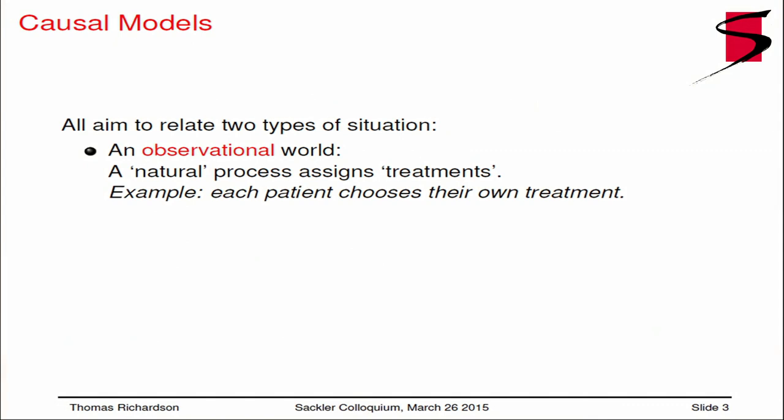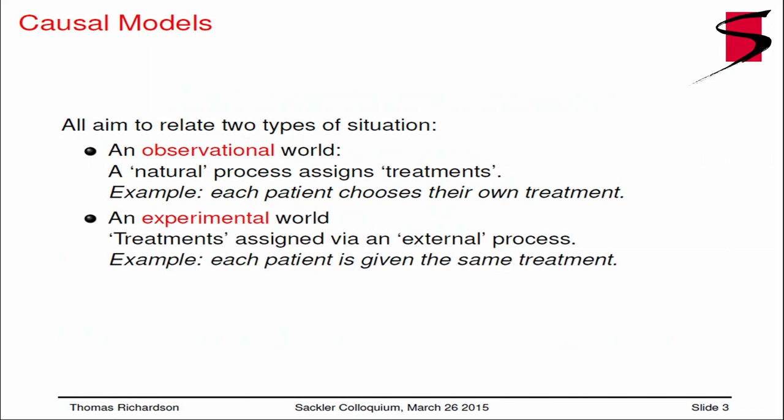Okay, so all causal models, at a very high level, this may be so obvious it doesn't need to be stated, relate two types of situation. An observational world, where there's some natural process that assigns treatment. For example, each patient chooses their own treatment, or maybe their doctor chooses treatment for them. And an experimental world, and to keep things simple, I'm just going to consider experimental worlds where, for example, everyone is given the same treatment. All of the causal models I'll talk about have these two different scenarios being considered.